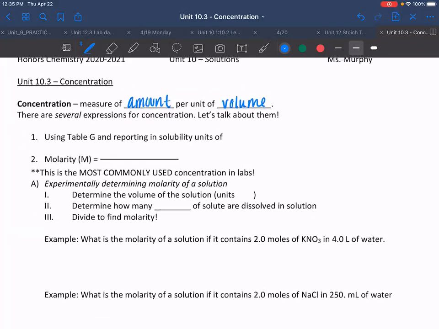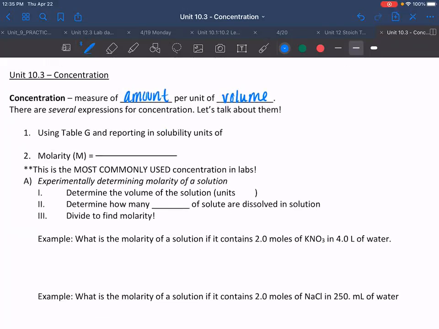So the first thing is what you guys learned how to do yesterday, figuring out from Table G. We had all of those lines, we called them solubility curves. These were just in units of grams of solute per 100 grams of H2O. So we talked about these units already. That was the y-axis.